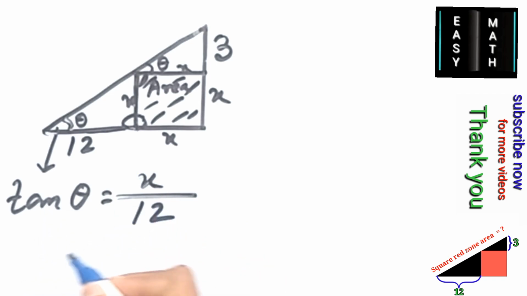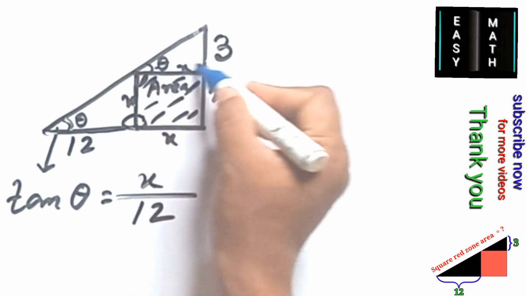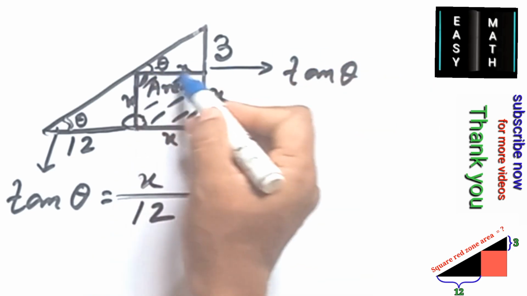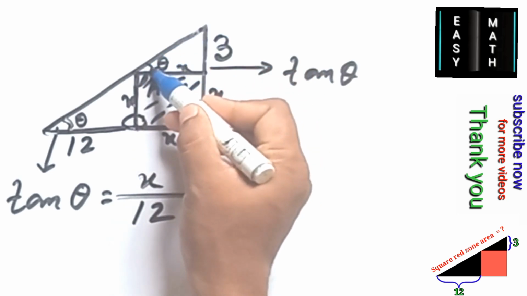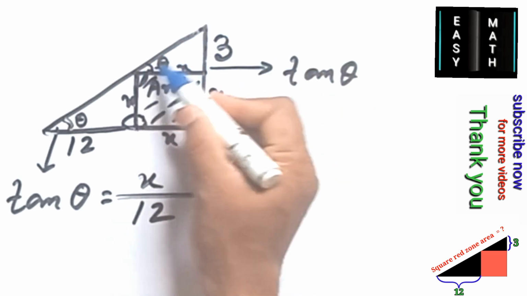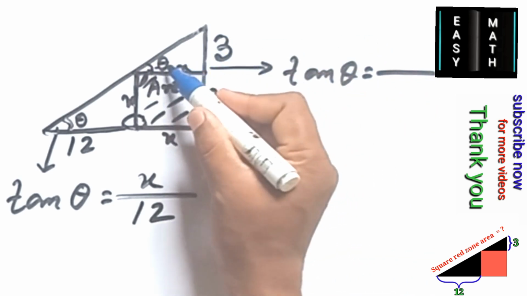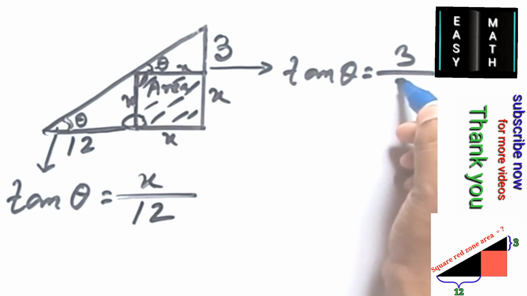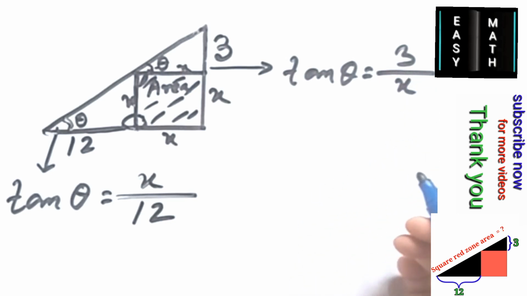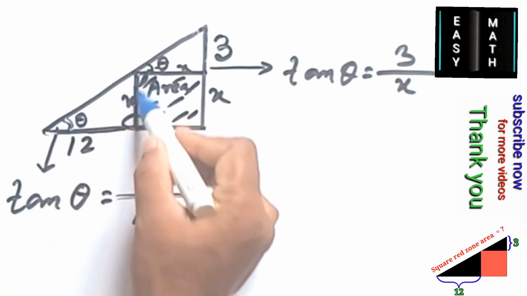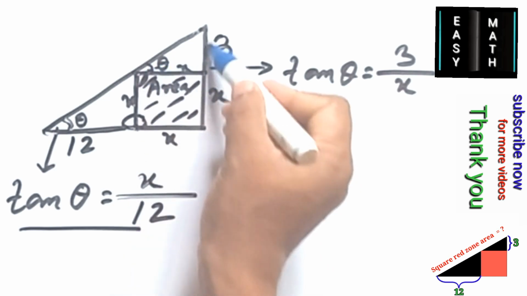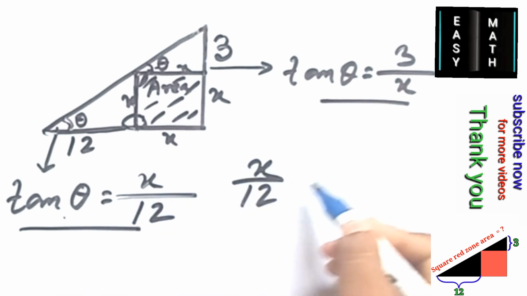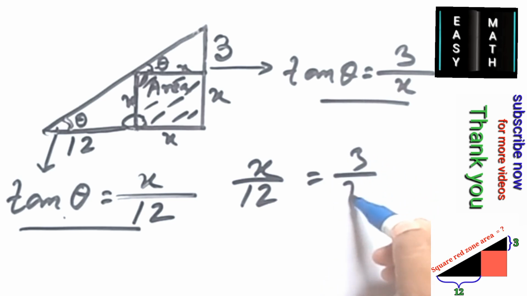So tan theta equals this, and from here there is tan theta in this triangle. The opposite side of theta is 3, and the adjacent side is x. So from this triangle we get this, and from this triangle we get this, and tan theta equals x by 12, and this is 3 by x.